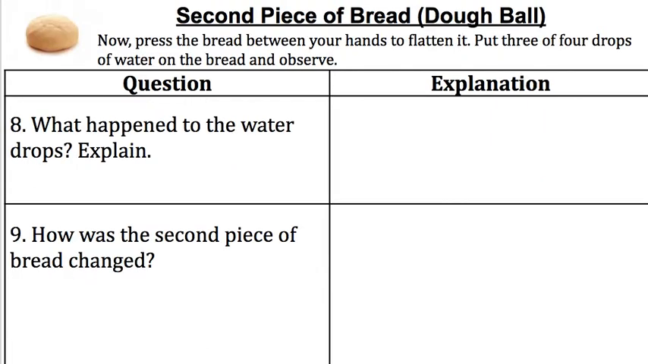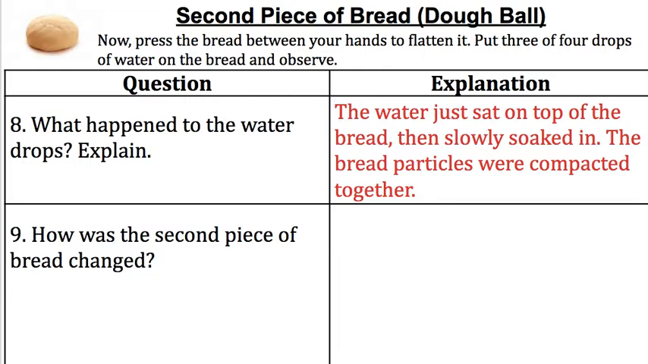Now, I want you to press that bread between your hands to flatten it. I just want you to take your thumb and flatten it on the surface of the table. Now put 1 drop of water on it and observe what happens. Write that in here, or write that for number 8. What happened to the water drops? Explain.